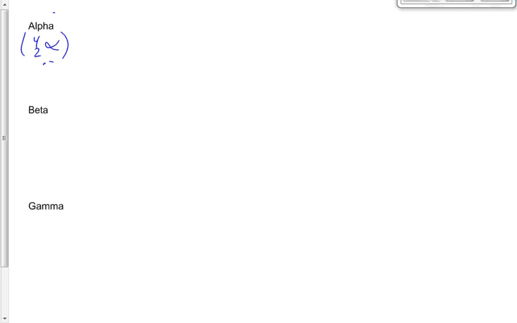Beta decay we break down into two subcategories: beta minus and beta plus. How many protons again in an alpha particle? 2. How many neutrons in an alpha particle? 2. Good. How many protons in a beta minus particle? -1. What? That doesn't make any sense. How can you have -1 protons? What's a -1 proton? It's an electron.